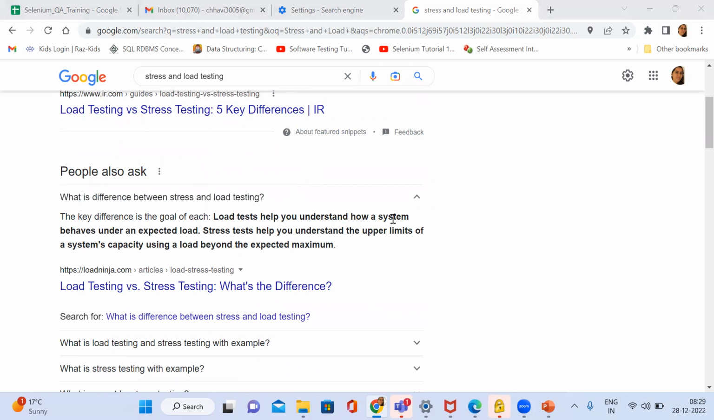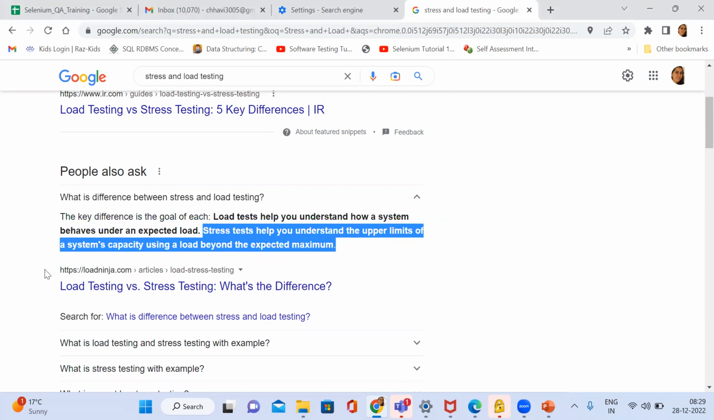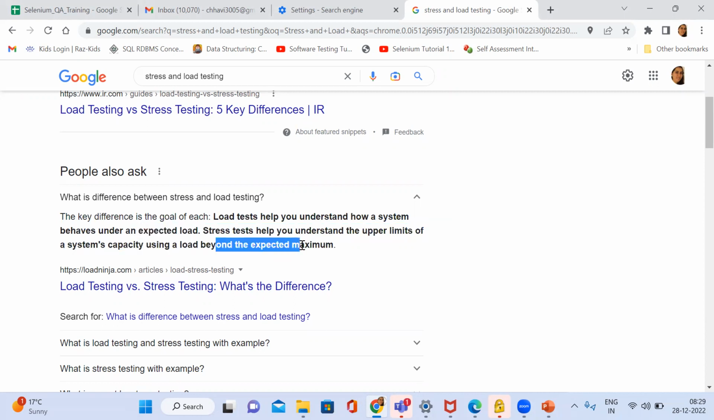Yes, so load testing helps you to understand how the system behaves under the expected load, while stress testing helps you to understand the upper limit. Suppose there are 1 lakh users in your system. Now you are stretching the upper limit by giving 2 lakh users. So that is the stress, you are increasing the stress level of your application. In load, you understand how it behaves when we give the expected load. But here it is beyond the expectation, so maximum capacity is exceeded, when we are giving more than the expected capacity.